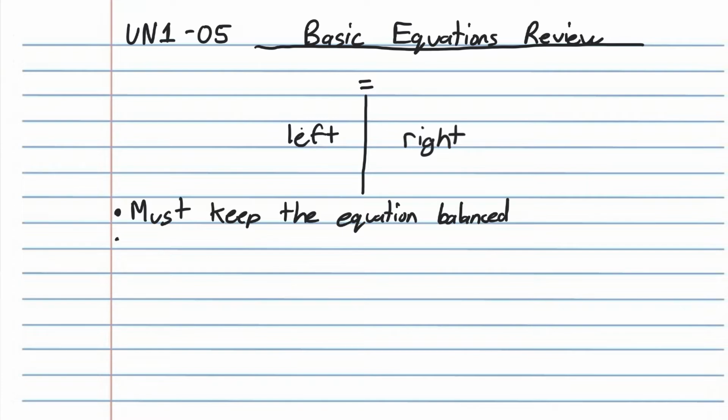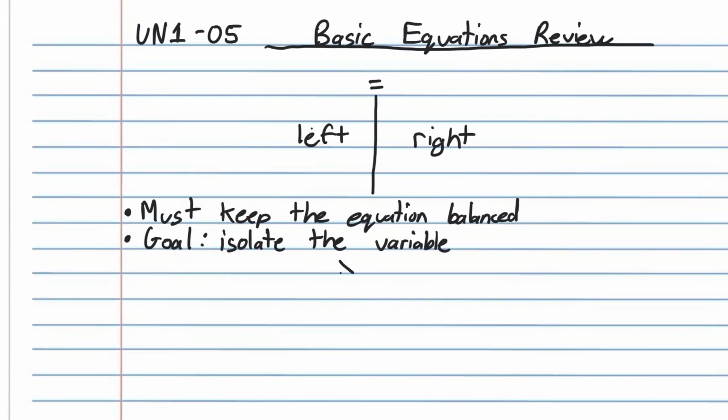Okay, the goal, whenever you're solving these things, is you want to isolate, or get it by itself. You want to isolate the variable. Remember, variable is just a way of saying a letter. So when you're doing these questions, the goal is, if the variable is x, we want to get x equals blank. That's the goal of these things.